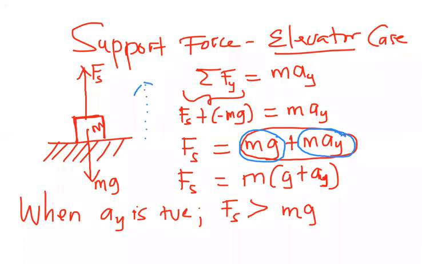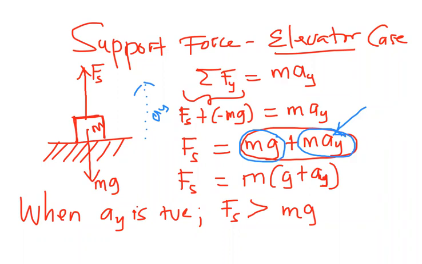This dotted line shows acceleration in the upward direction. As you can see, if the acceleration is negative, if you make this component negative, then the support force will be less than the weight of the object. If the acceleration in the y direction is 0, then we go back to the first situation, whereby Fs will be equal to mg.